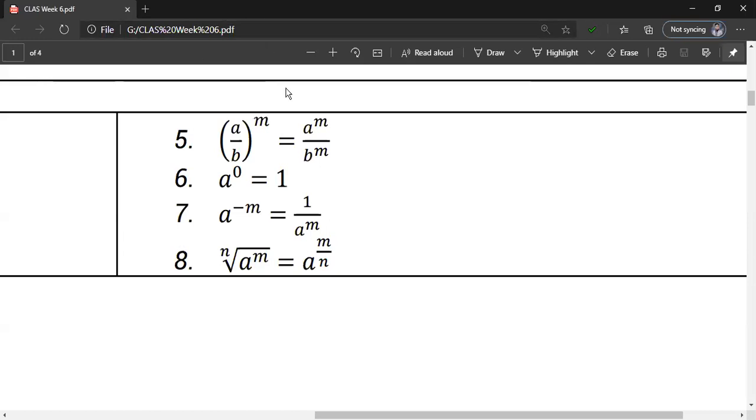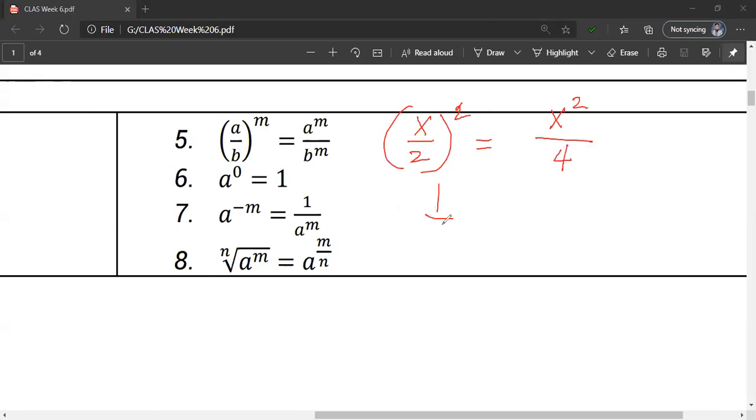Okay, number 5 is actually similar with number 3. All we have to do is to distribute the exponent. So if we have quantity of a over b raised to m is equal to a raised to m over b raised to m. So if we have x over 2 squared, that would become x squared over what is 2 squared, that is 4. Ganon din pag 1/2, 1/2 squared. 1 squared is 1. 2 squared is 4.